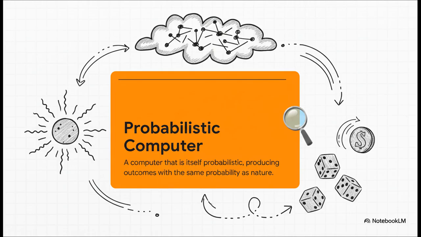This is a brilliant idea. The machine doesn't try to compute that there's a 50% chance of something happening. Instead, it just has a little internal coin flipper and produces that outcome 50% of the time. It doesn't calculate the odds, it lives them. It's a really elegant way to sidestep that whole n to the r explosion.